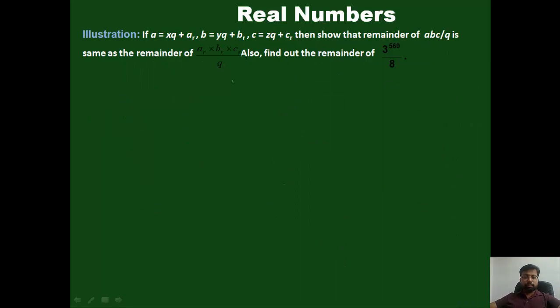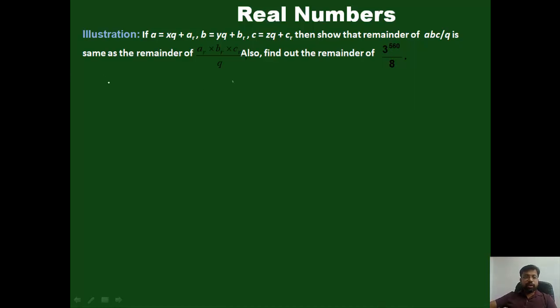Okay, so this one is a bit difficult to understand, so you have to be all ears in this question. It says that if A is equal to xq plus AR, B is equal to yq plus BR, C is equal to zq plus CR, then show that the remainder of A into B into C divided by Q is the same as the remainder of AR into BR into CR divided by Q. And using this, we have to find out the remainder of 3 to the power 560 divided by 8.